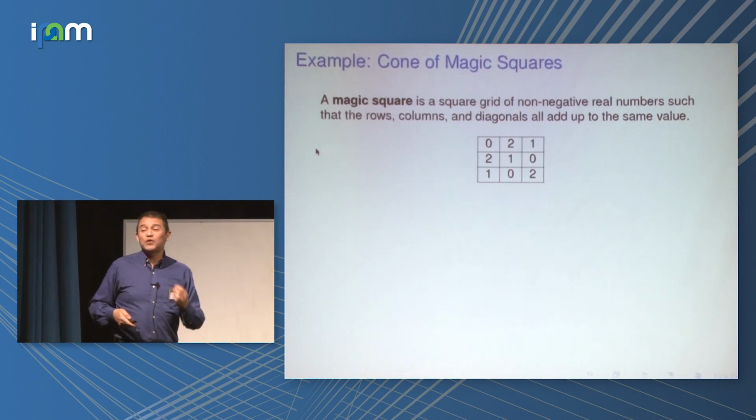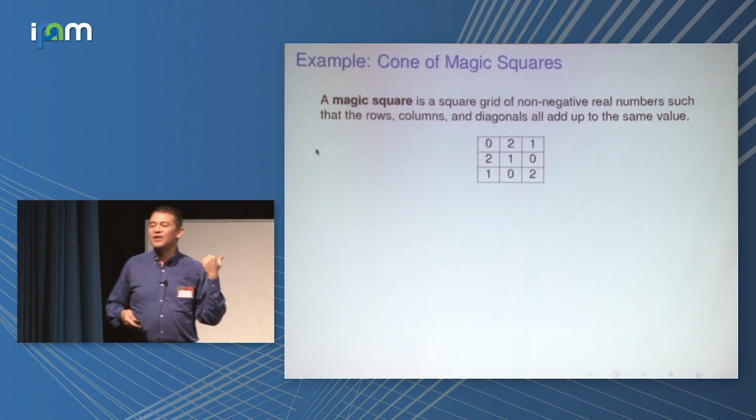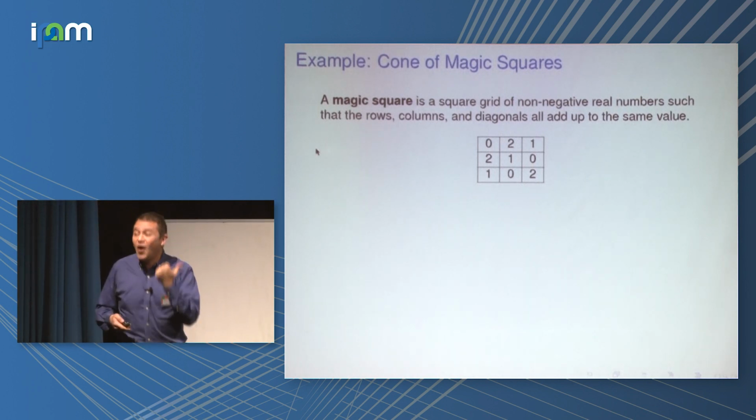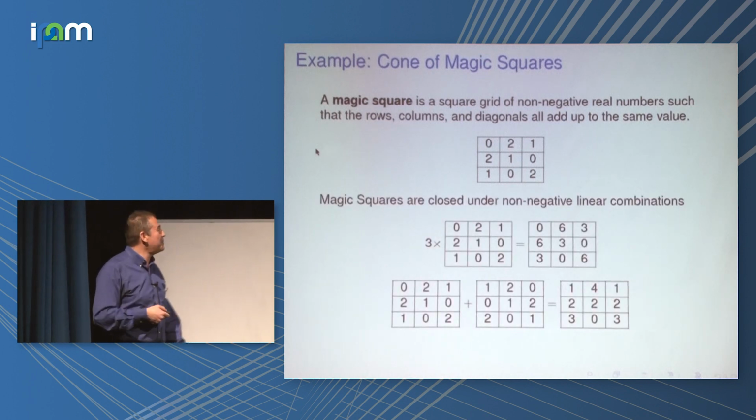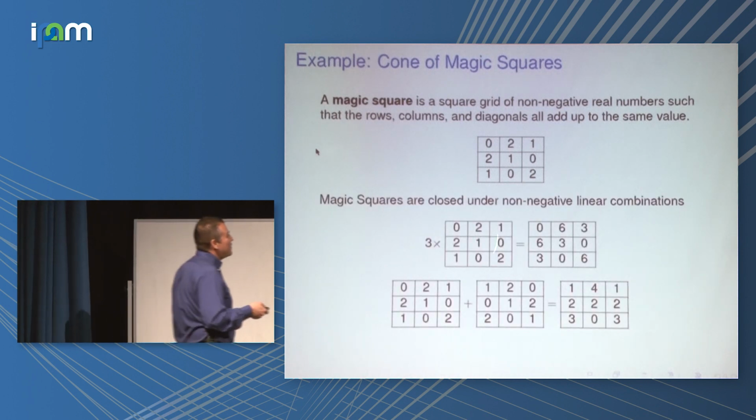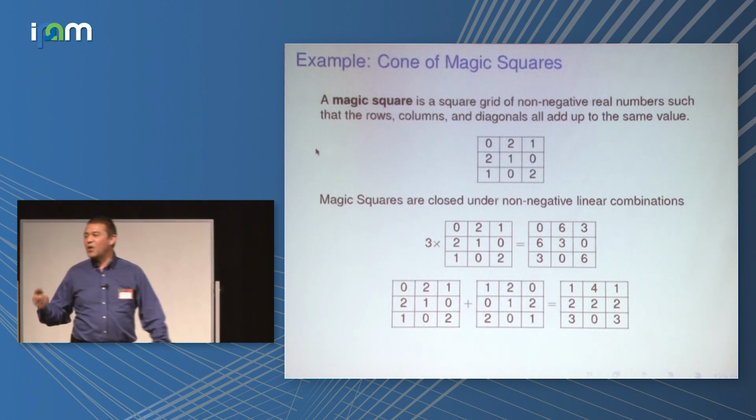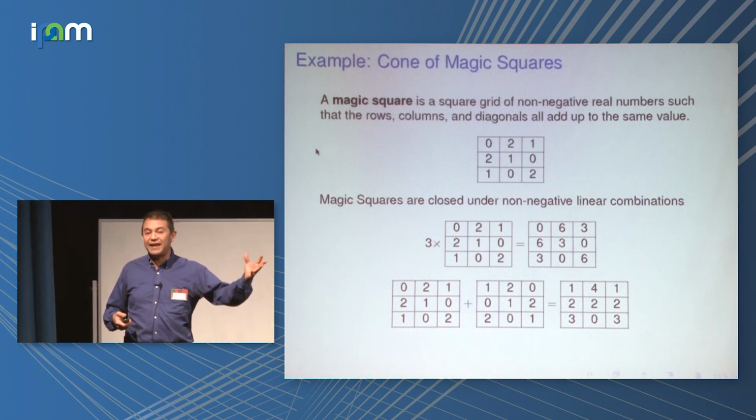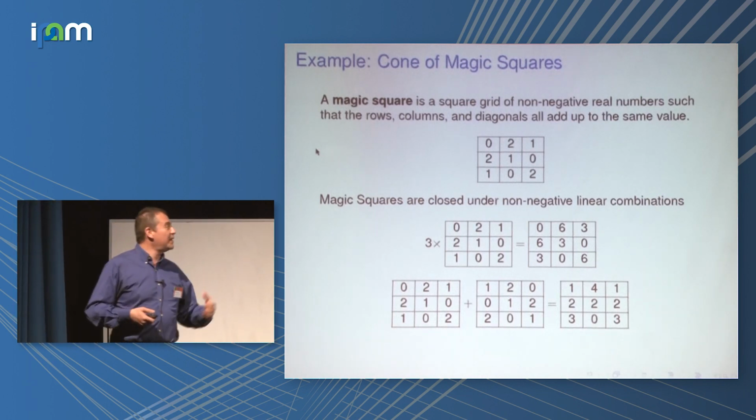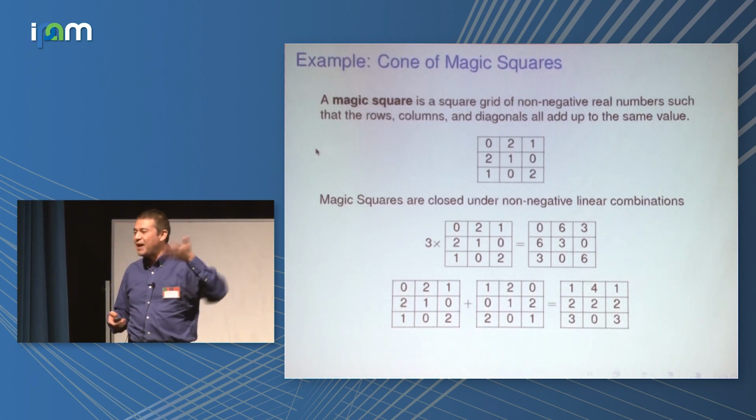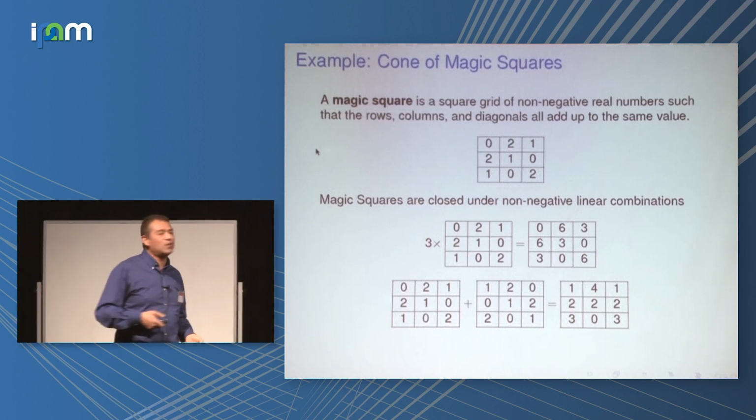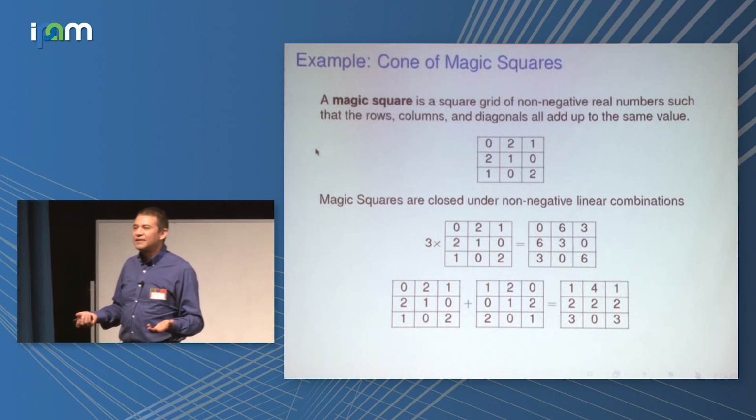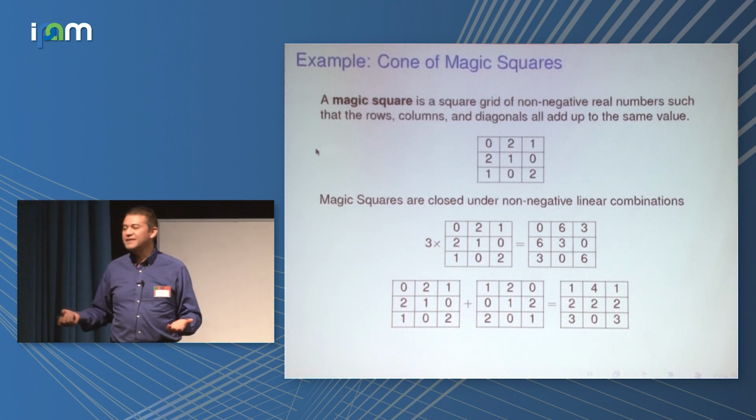Now, I'm going to prove to you, by the lemma that I showed you before, that this is a cone. The set of all 3 by 3 magic matrices is a cone. So for example, if you give me a matrix that is in the cone, a magic matrix, and I multiply that by a non-negative number, the magic sum changes, but it's still a magic square. Similarly, if I take 2 magic squares and add them together, I get another magic square. Are you with me? Everybody see that?